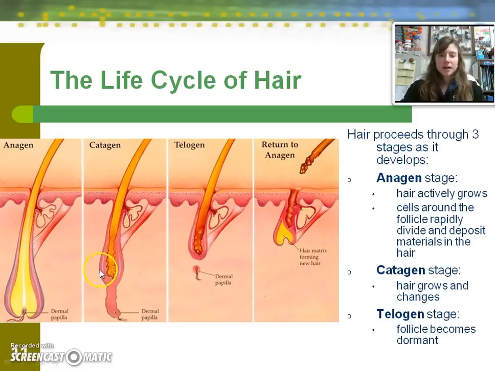the hair shaft. The catagen stage is kind of like being over the hill. This is when the hair continues to grow and change, but as you can see, the nutrient distribution is really lessening, and then that leads to the telogen stage, and that's when the follicle becomes dormant. From that time, the hair can fall out naturally, and the average human loses 100 hairs on the head per day. And this is why.